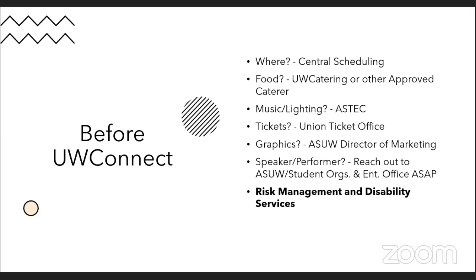And if you're having a speaker or a performer, you'll need to reach out to the ASUW or Student Orgs and Entertainment Office as soon as possible, because there's a lot of contracts that you'll need to get filled out. But for every single event, before you go to UW Connect, you're gonna have to get started by reaching out to risk management and disability services. That's just to make sure that everything is good to go before you get to filling out those questions on UW Connect.